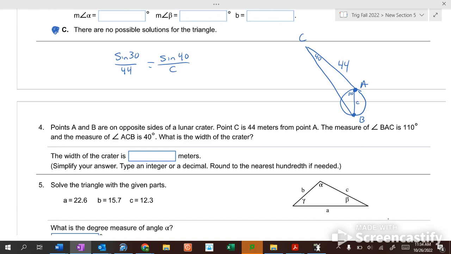We know it's 30 because 110 plus 40 is 150, so there's 30 left out of the 180 degrees in a triangle. So you go 44 times the sine of 40 divided by the sine of 30. There we go. And the lunar crater must be something bigger than 44. Because it says round to the nearest hundredth, so we need 2 decimal places. Try to remember that for tomorrow.